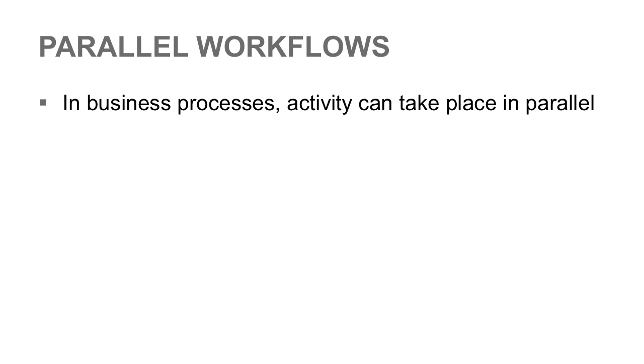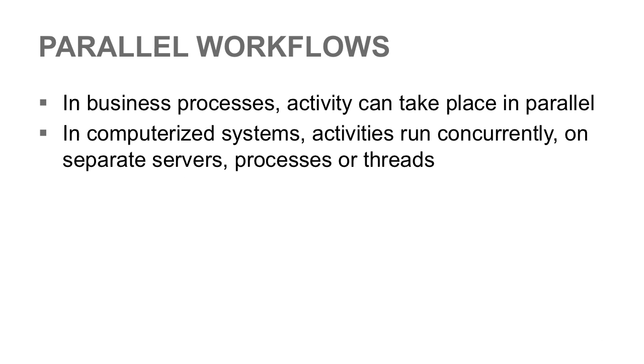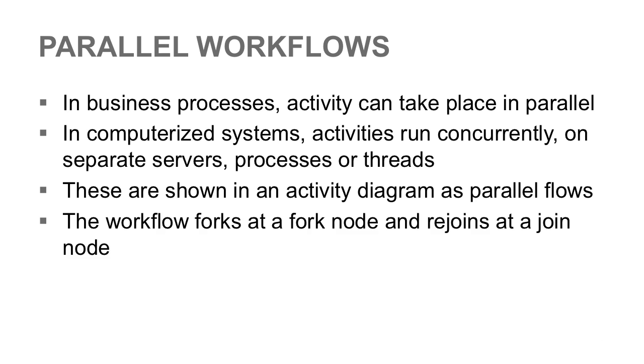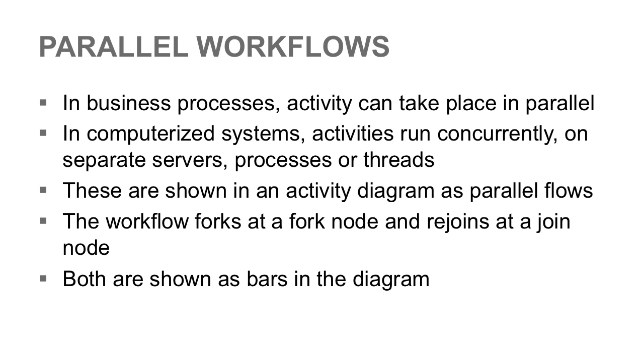It's common in business processes for activities to take place in parallel. For example, the invoice for a product can be produced at the same time as it's being delivered. In computerized systems, flows within activities can take place in parallel by running on different servers, processes, or threads in an application. We can show these in an activity diagram with parallel flows. The workflow forks at a fork node and rejoins at a join node. These are both shown as thick bars in the diagram, perpendicular to the general flow of the activity.